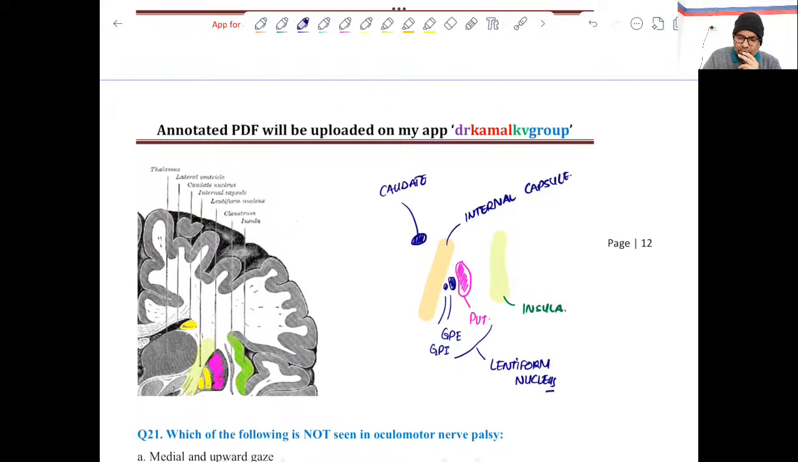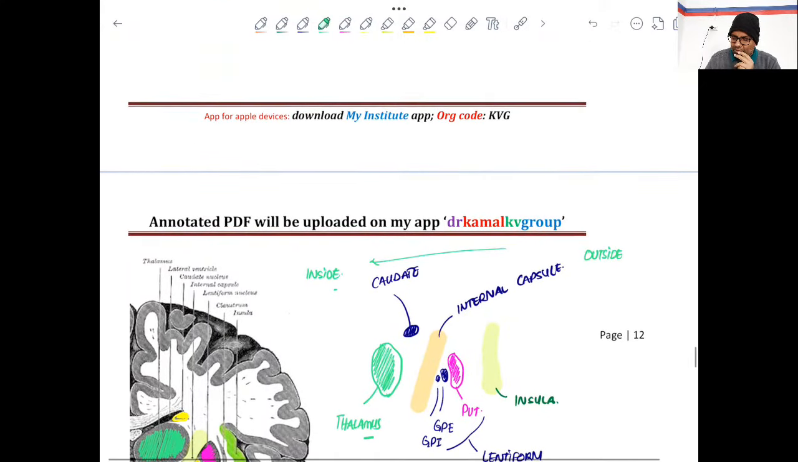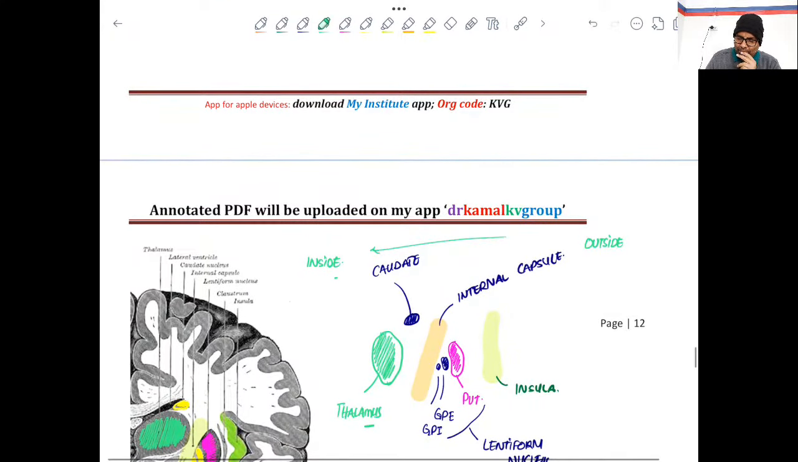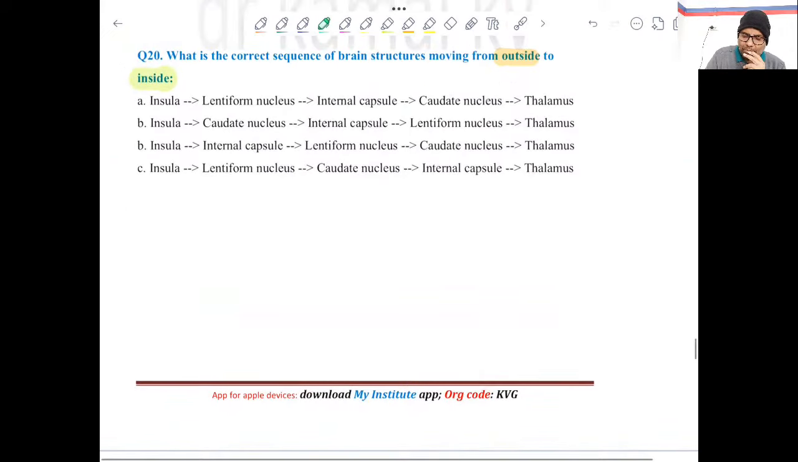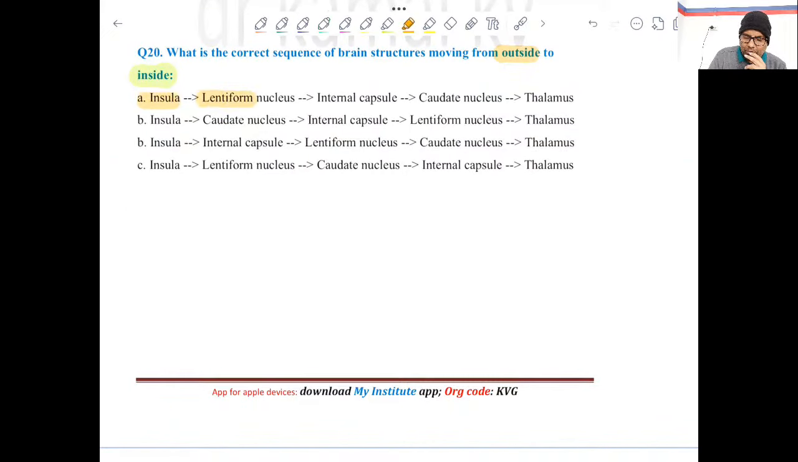And the deepest structure is the thalamus. So this is the thalamus. Okay, so here you can see this is the thalamus. Right, so if we go from outside to inside, this is lateral and this is medial. So what structures can we see? The very first one is insula, then lentiform nucleus, internal capsule, caudate nucleus, thalamus. So the answer will come out to be insula, lentiform nucleus, internal capsule, caudate nucleus, thalamus.